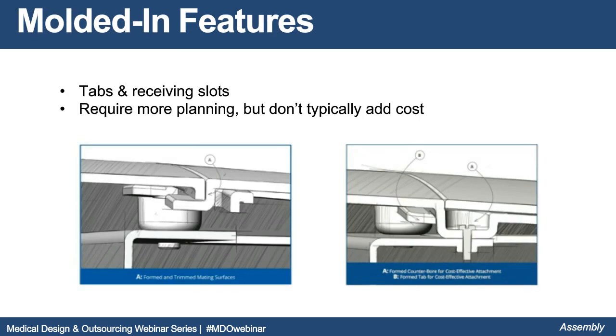We can also mold in features to help with attachment. So we can do tabs and receiving slots as discussed earlier. Typically, a little more planning is required, a better understanding of the order of assembly. So does the top panel go on before the side panels, or does the rear panel go on first and then the side panels? Getting an understanding of how your instrument is going to be assembled and how it's going to be serviced in the field will help us guide you with some suggestions on how to mold in some features to allow for a cost-effective way to put multiple parts together.